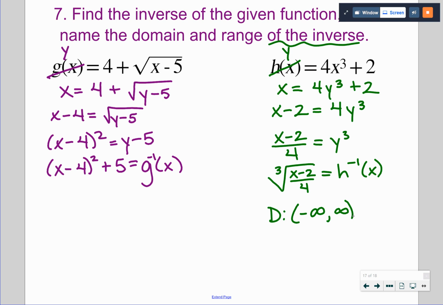Only if you have an even root, which this is an odd root, most of the time it's a square root that we see, or a variable in the denominator. So domain is all real numbers. To find the range, remember we look at the original function. So does that original function, 4x cubed plus 2, have any domain restrictions? Denominators, square roots? Nope. So both the domain and range on this one are all real numbers.